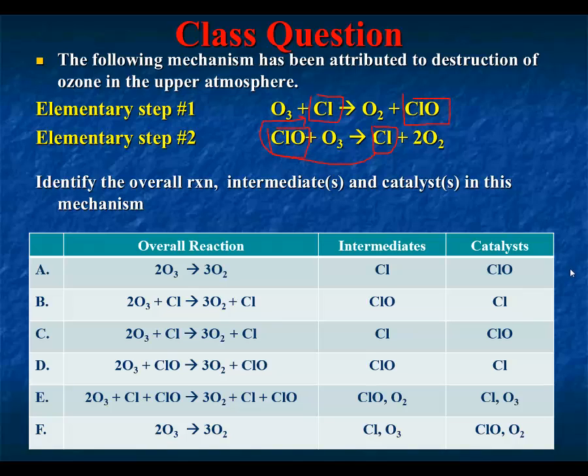So if I'm looking at this, I have 2 possible scenarios. What I want to show is that I have 2 ozone molecules forming 3 diatomic oxygen molecules. The catalyst was there to begin with, and the catalyst is there at the end. My intermediate is chlorine monoxide, and my catalyst is chlorine. So my best choice here would have been B in this case.